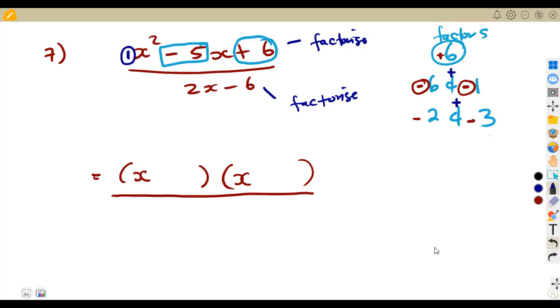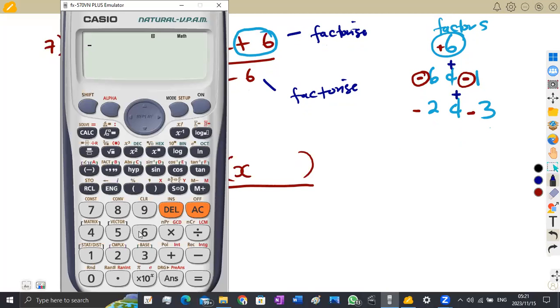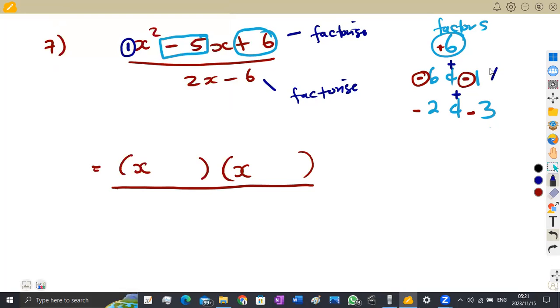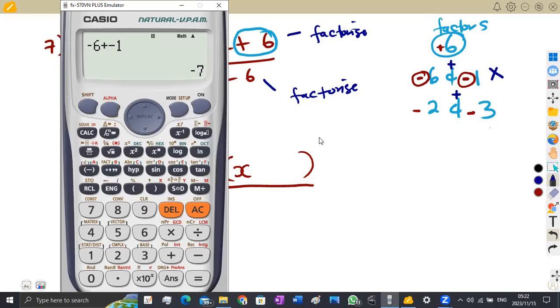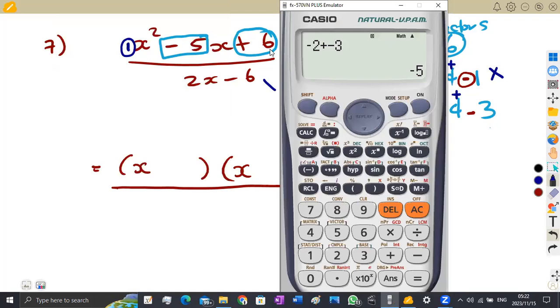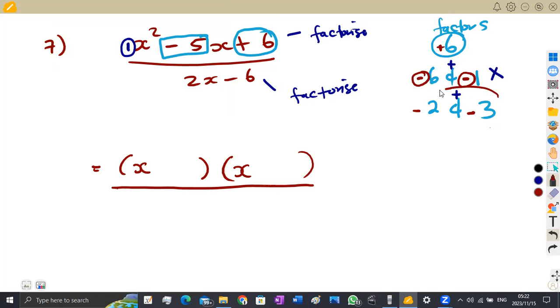So you can try even to use your calculator if you do not understand. Negative 6 plus negative 1 like this is going to give us a negative 7. So this one cannot give us negative 5, so we put it away. We move on to another one that is negative 2 plus negative 3 in that case, which is going to give us a negative 5, which is exactly the number that we want here. So these are the two numbers that you're going to take. If you add them, they will give you a negative 5.